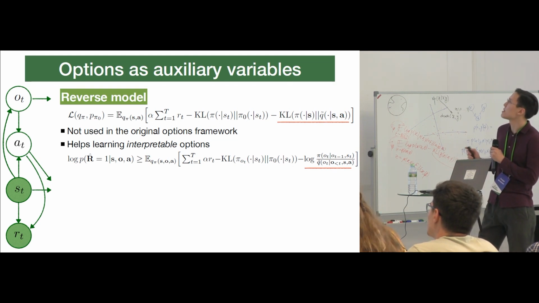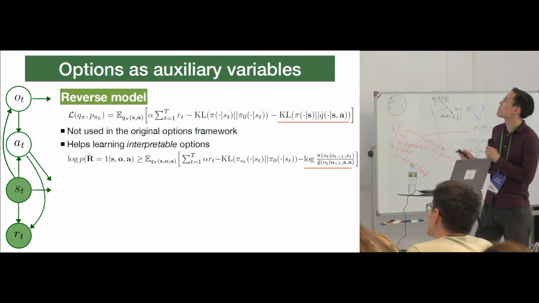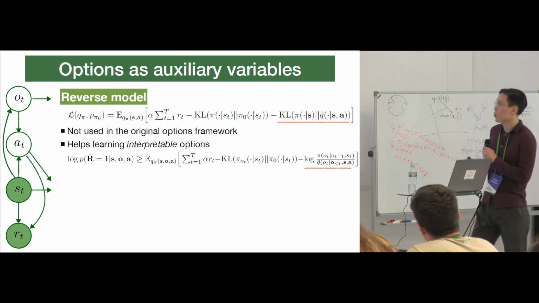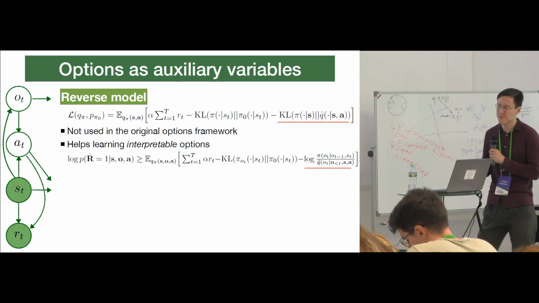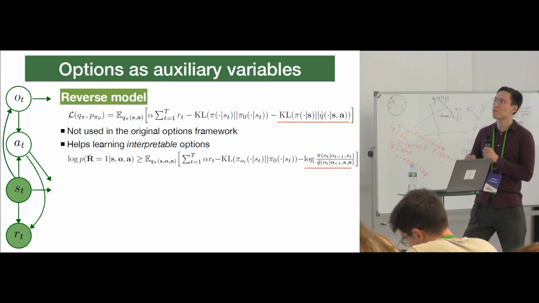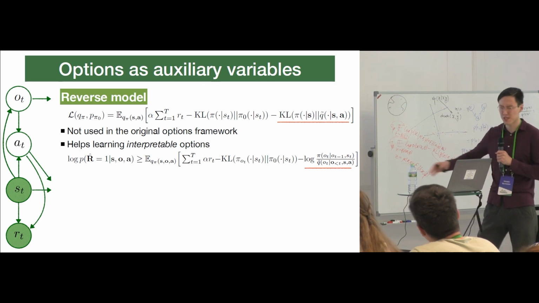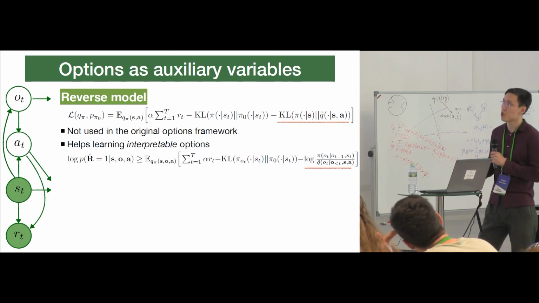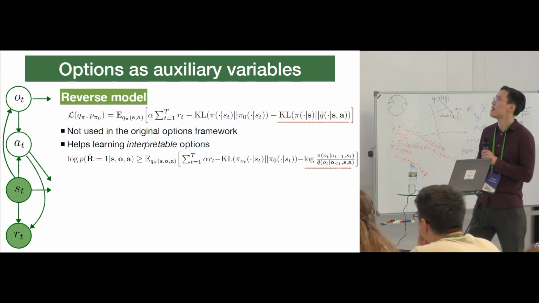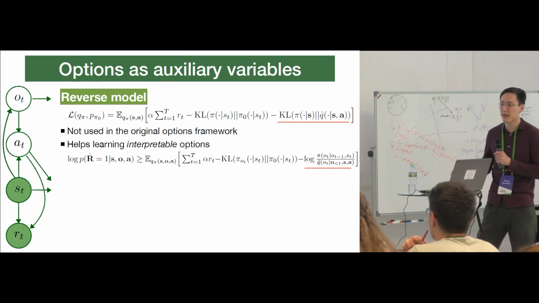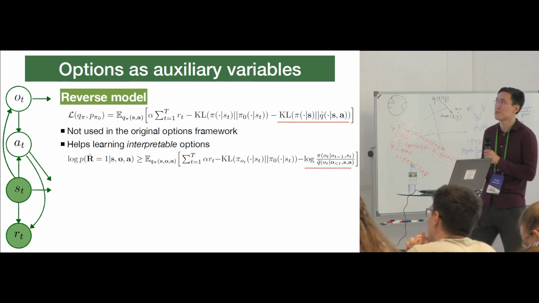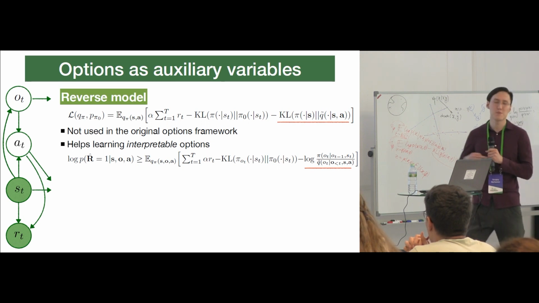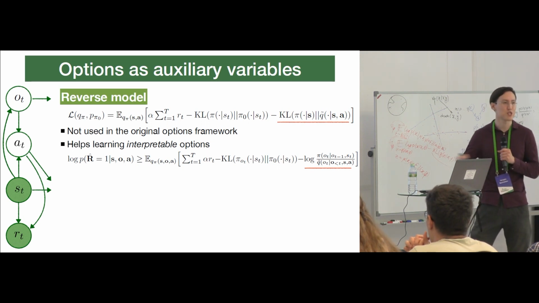This KL term is very interesting because it prevents us from choosing policies that are not predictable under the reverse model. So if at some time step t, I've chosen an option that cannot be predicted from the future actions that I took and future states I've been in, then probably this option should not be chosen at all. If it's not interpretable, if many different options could be chosen with the same effect, this option doesn't make sense to use anyhow. So this encourages us to learn options that are interpretable, options that are predictable from future actions and states.